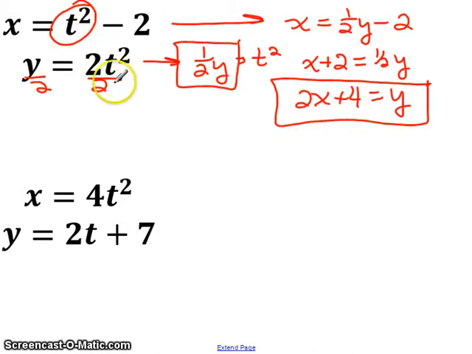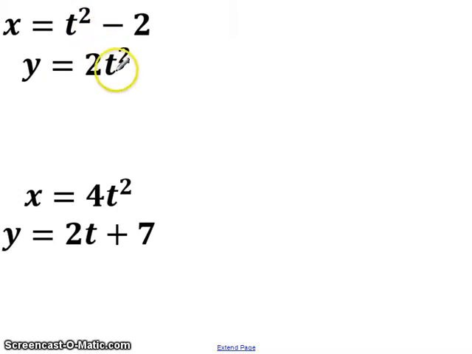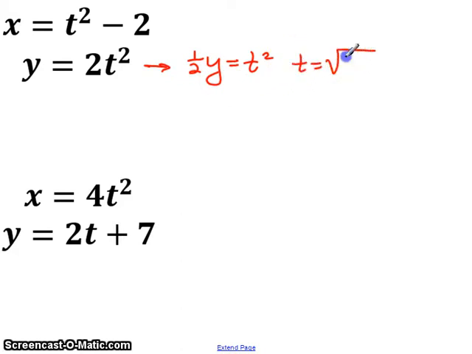If we wanted to go ahead and do this a little bit more conventionally, if you will, let's try this again. We'll completely solve for t, and then we'll see how that relates to what we just ended up getting. So let's again use this equation here. We have 1/2 times y equals t squared. And so if we solve this, we're going to get t equals the square root of 1/2 times y. And I'm just going to leave it like this for now.